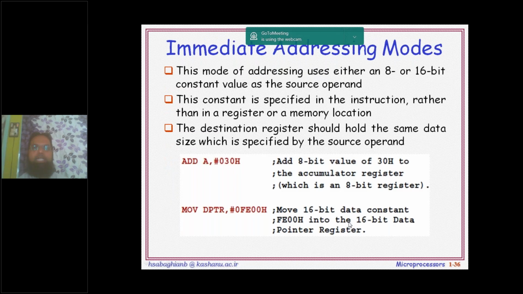Now in immediate addressing mode, the data value is used as one of the operands. Observe this: ADD A, #30. If a value is taken with the hash symbol, it is a data value. It is added with the accumulator and the result is stored in the accumulator. Next one is MOV DPTR, #, this is a data value which is being carried to DPTR.